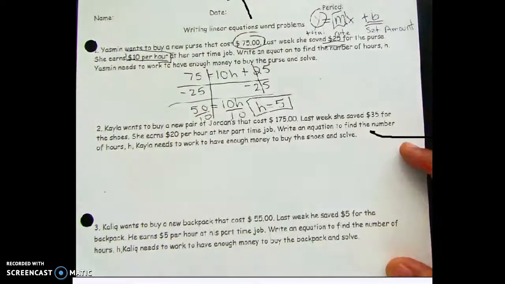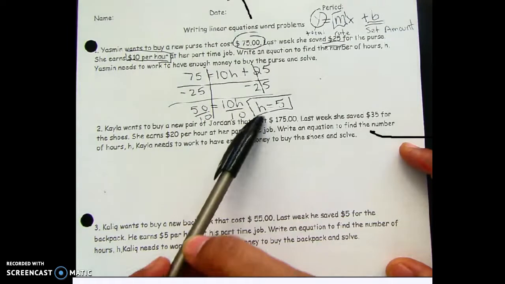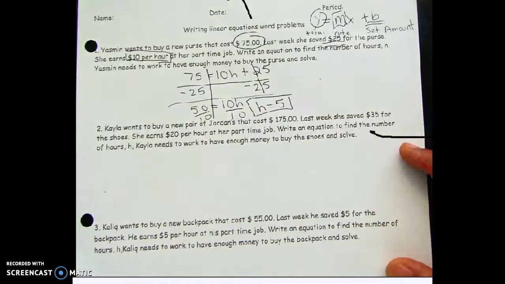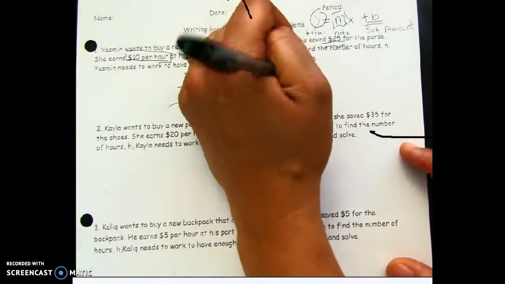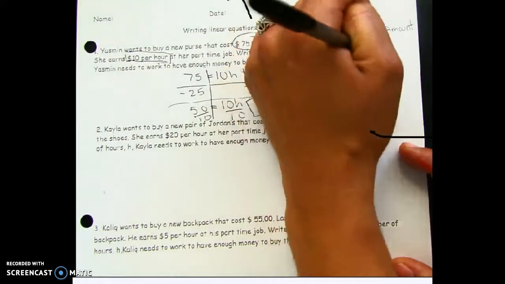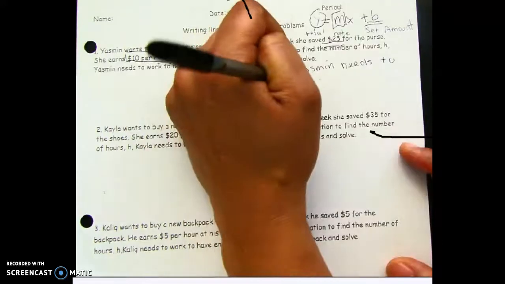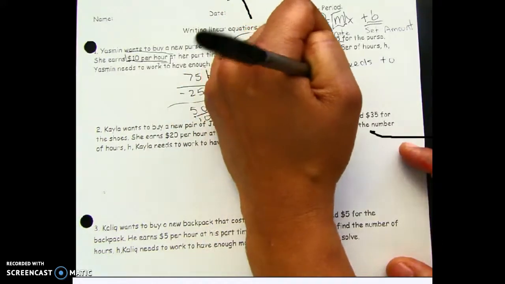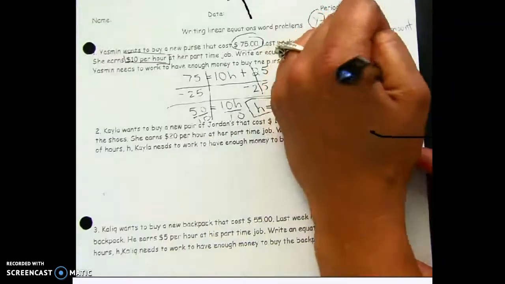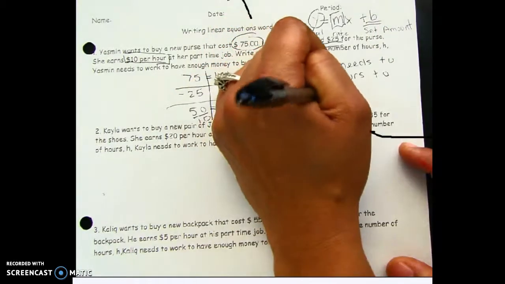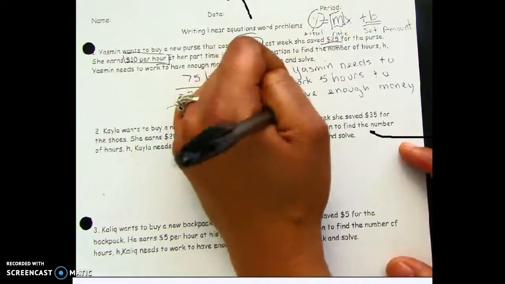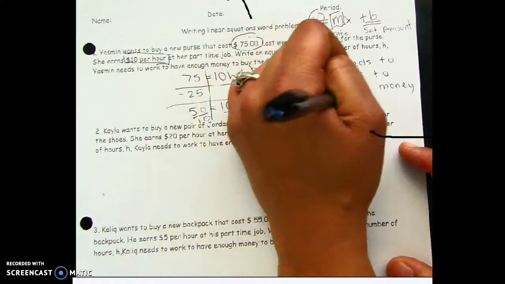H equals 5. But remember, that doesn't mean anything till you bring a sentence of reasoning because I don't know what that 5 means. So I want you to write a sentence that goes with the word problem. In this case, I'm going to write Yasmin needs to work 5 hours to have enough money to buy the purse.